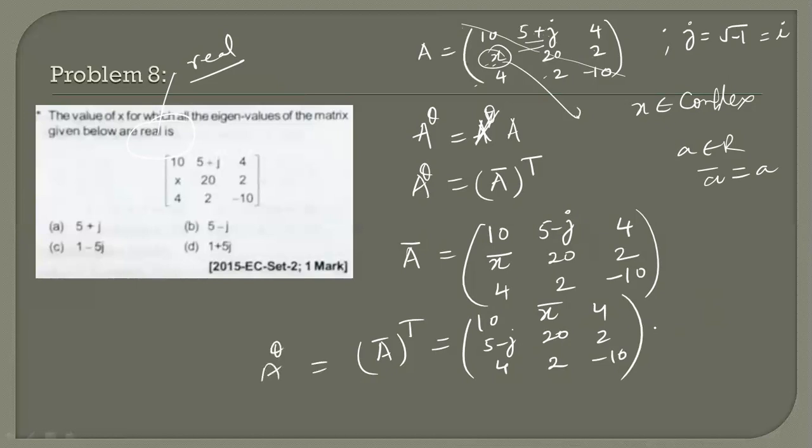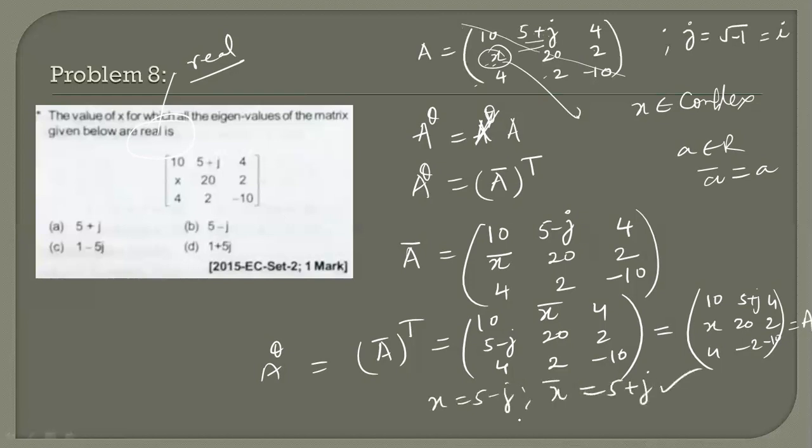You can see my lecture based on this, it is equal to the A matrix only. So equal to A: 5 plus j, 4, x, 22, 4, minus 2, minus 10. This is equal to the A matrix. Now compare. You can see that the entry 5 minus j and x conjugate is equal to 5 plus j. So it is true. If x is 5 minus j, then x conjugate will be 5 plus j. It means x equals 5 minus j. So this is your correct answer here.